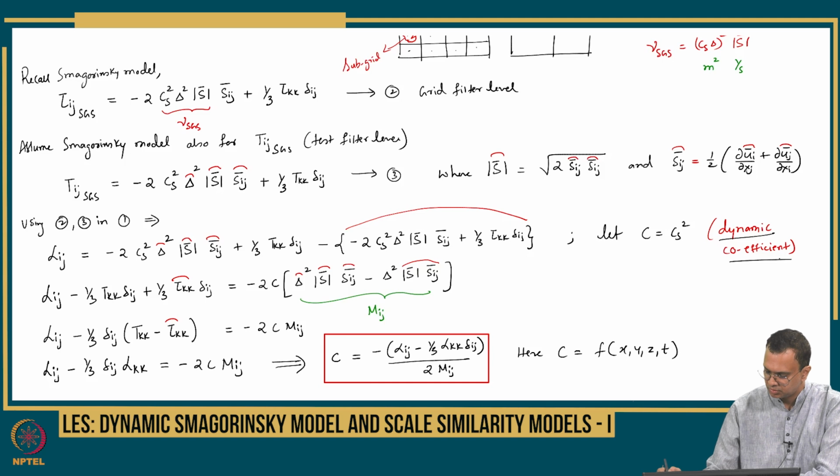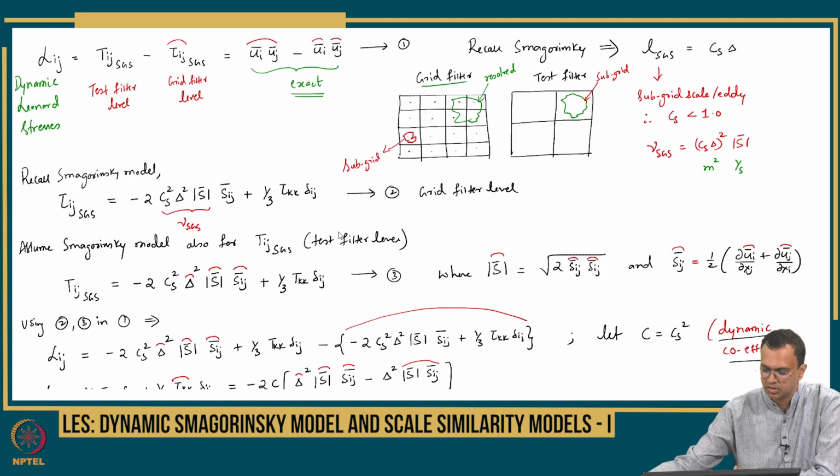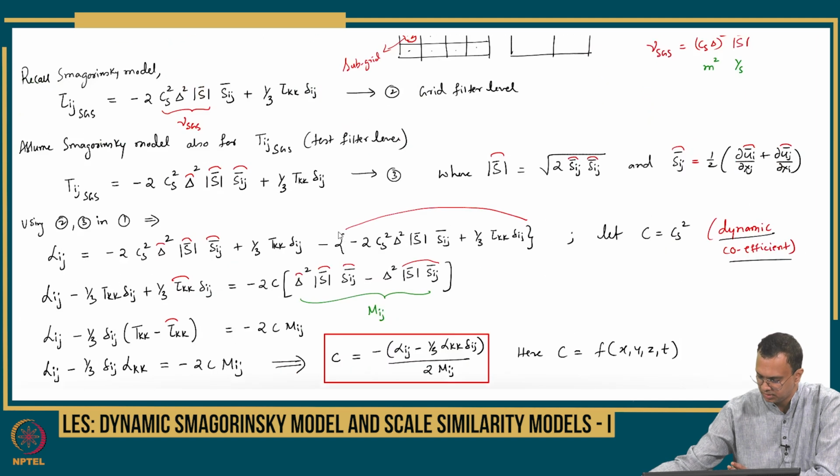So but later, what you generally see is not this equation. There was a slight change done by Lilly. He introduced a slight variation of this formula. So this is the dynamic Smagorinsky suggested by Germano et al.